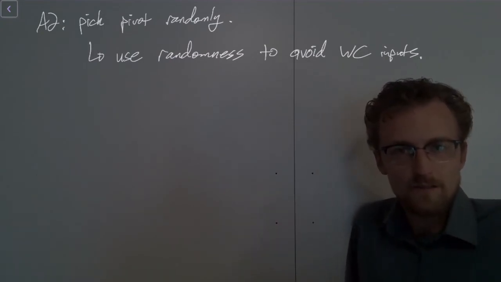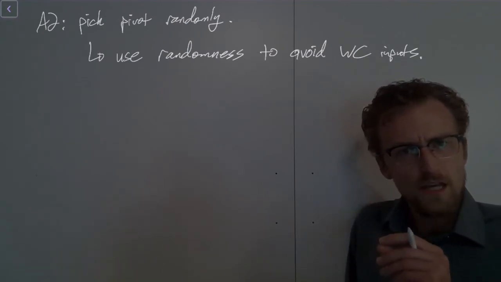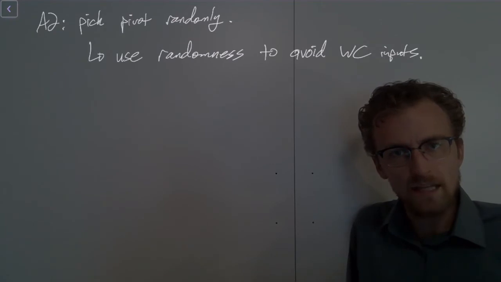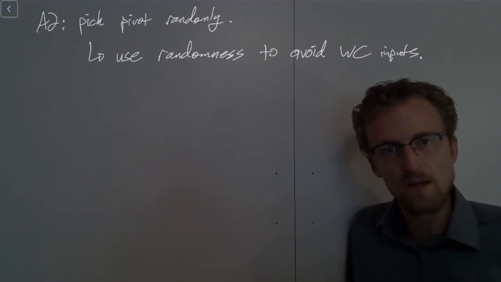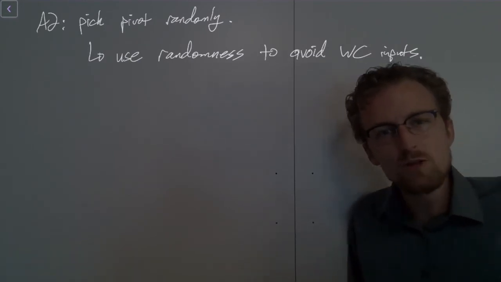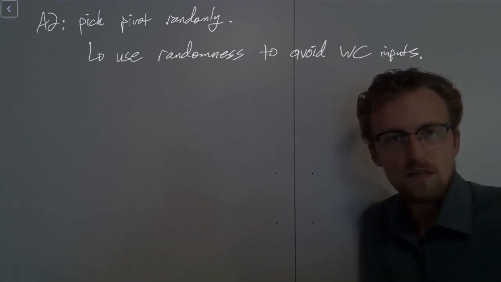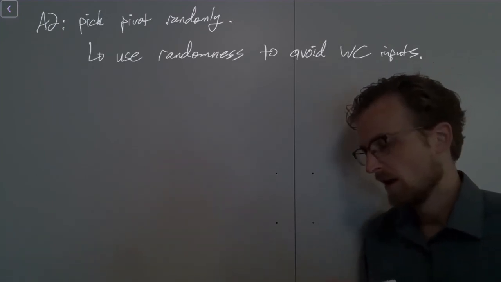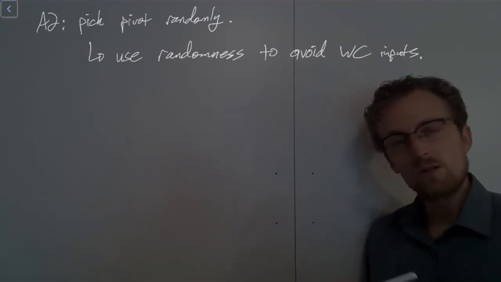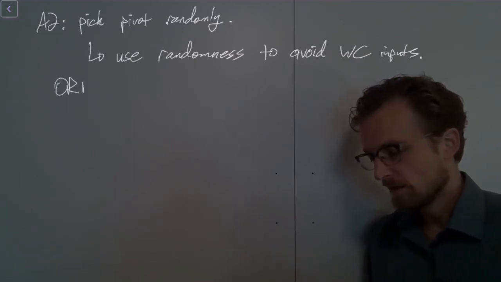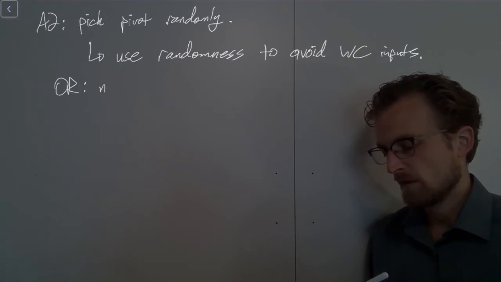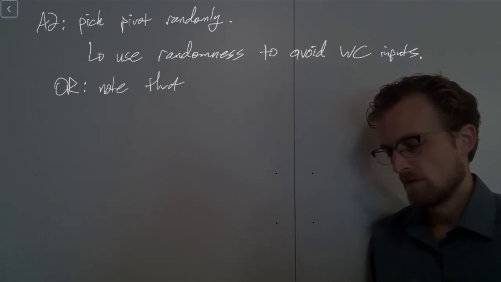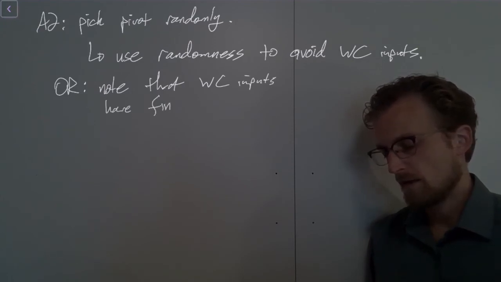And this is an example of this, right? So the idea is, the inputs that caused our algorithm to run badly had this very fine structure. And so by adding this randomness, by picking our pivot randomly, we disrupt that structure. And it doesn't take a huge disruption to make that structure meaningless, right? To make it so that it doesn't hurt us anymore. So, we can say, use the randomness to avoid worst case inputs, or observe that worst case inputs have very fine structure.